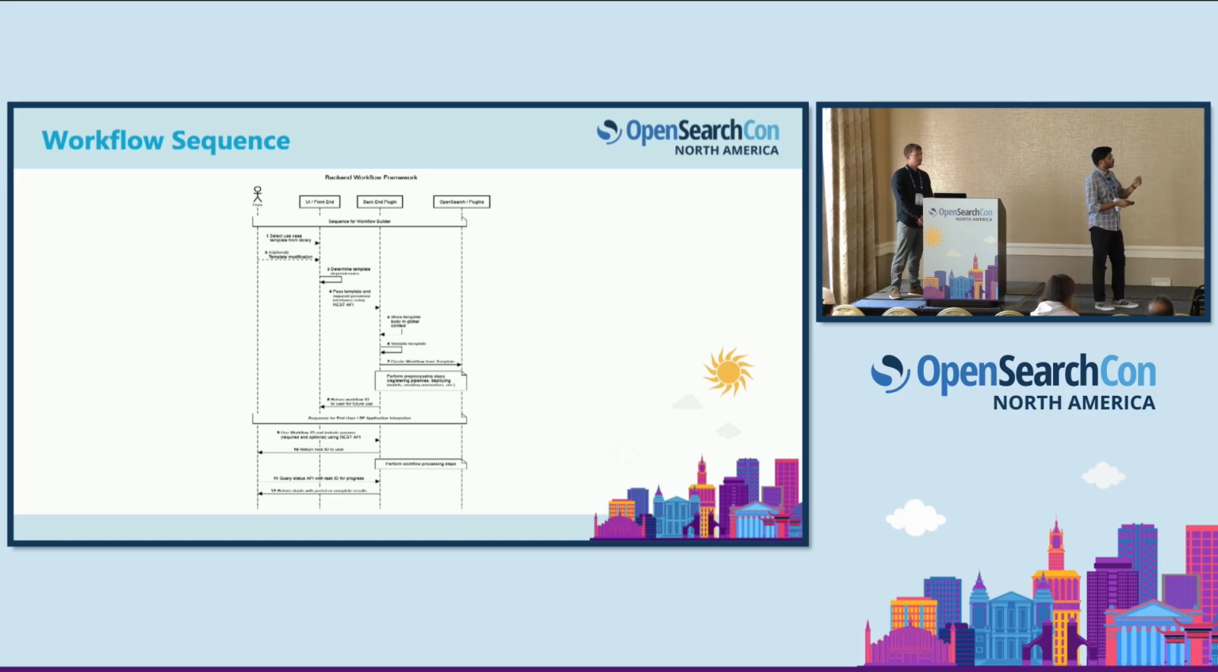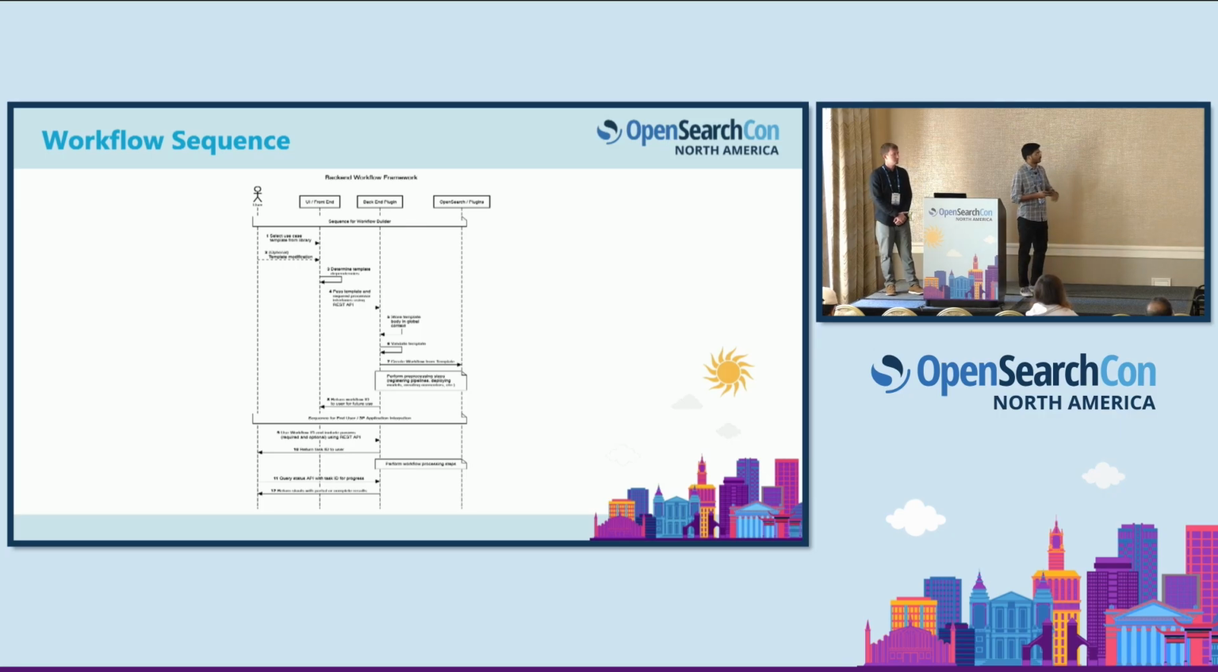Once those API calls happen, the user will be returned a workflow ID. With that workflow ID, the user can check the status of the workflow, whether it has completed, has failed, or has not started yet. Once the status is completed, that means the whole provisioning is done for you and the resources are created. So this was a quick overview of the workflow sequence of how things happen on the backend.